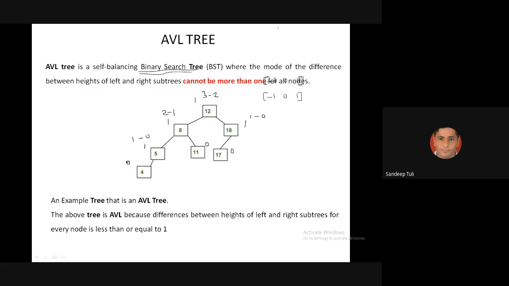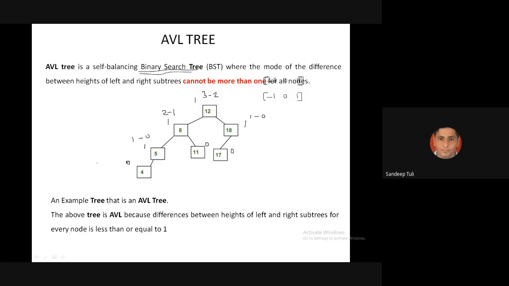Is it following the BST properties? Yes sir, it is following the binary search tree property. So is this an AVL tree too? Yes sir, an AVL tree, because it is a binary search tree and it is also following this range. Is it clear now? What is an AVL tree?